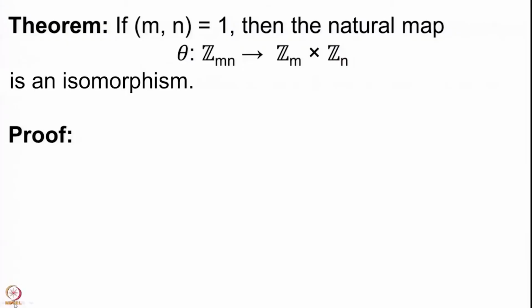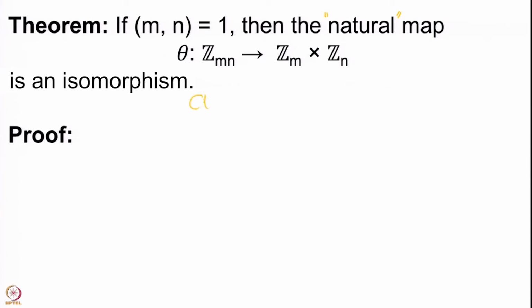So, the theorem says the following: if you have two co-prime natural numbers m and n, then the natural map which goes from the residue classes modulo mn to the residue classes modulo m cross residue classes modulo n is an isomorphism. What is the natural map?